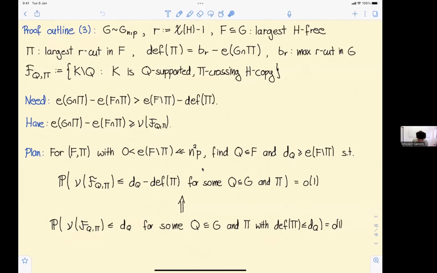We need to show that for all graphs Q in our family, if they're contained in G, then regardless what partition we take, if it's a partition which is close to an optimal partition of G, then there need to be many pairwise edge disjoint copies of our graph H, which are supported on Q.